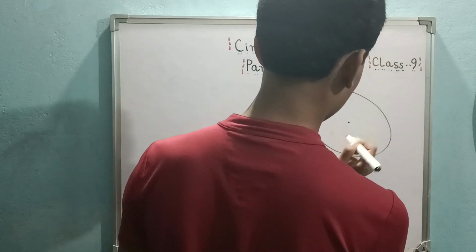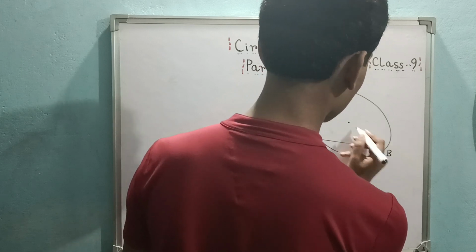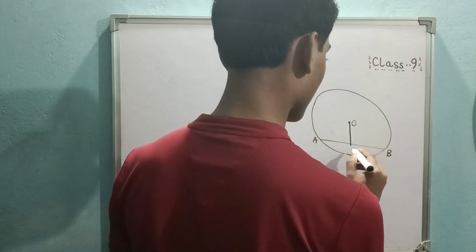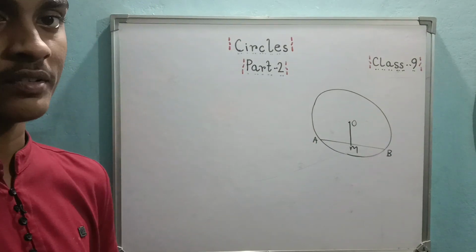And if you draw the center here, I have a chord here, suppose AB. Suppose this is the center O of the circle. I draw a perpendicular here, AM. Then OM is the distance of the chord from the center of the circle.